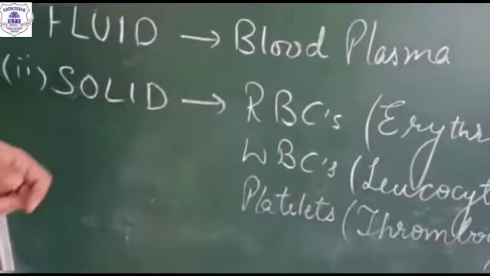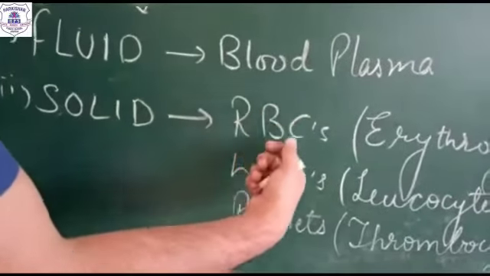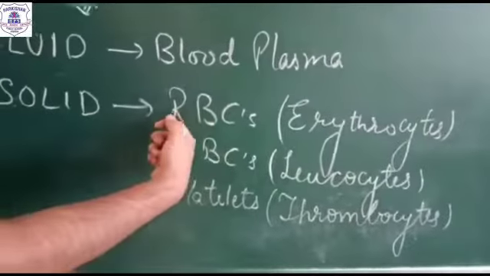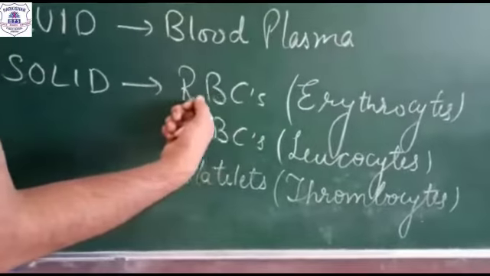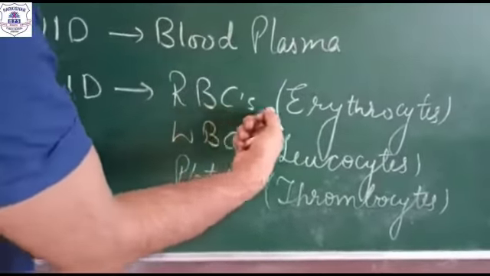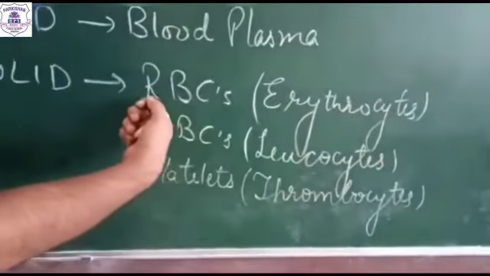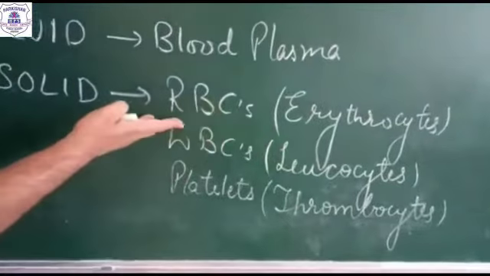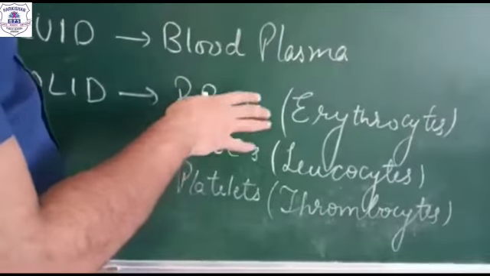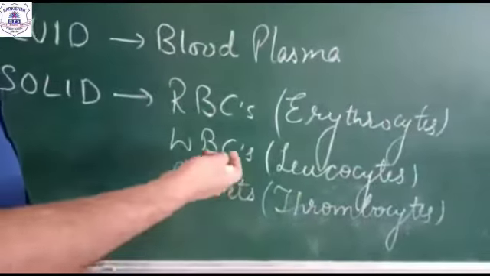Next is the solid component. The solid component contains three kinds of cells. The first is the RBCs, red blood cells. They are also called erythrocytes. These red blood cells carry the oxygen and transport it to different parts of the body.